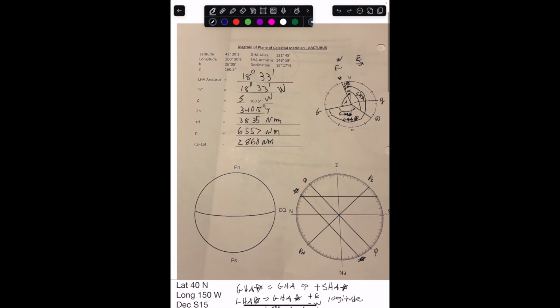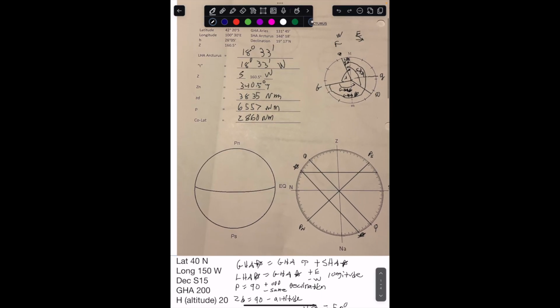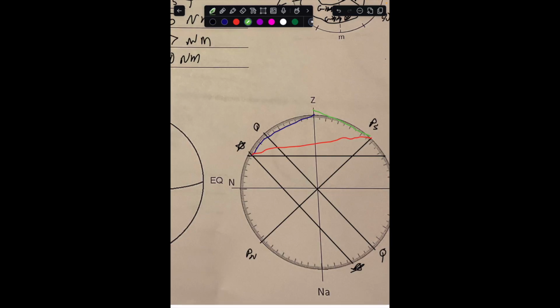So now we're going to draw in our triangle like we've done in the past. And we know from last time that between our pole and zenith is our colat. Between our pole and our star is our polar distance. And between our zenith and star is our zenith distance. And between our co-latitude line and our zenith distance line is our azimuth. And between our co-latitude and our polar distance is our meridian angle.